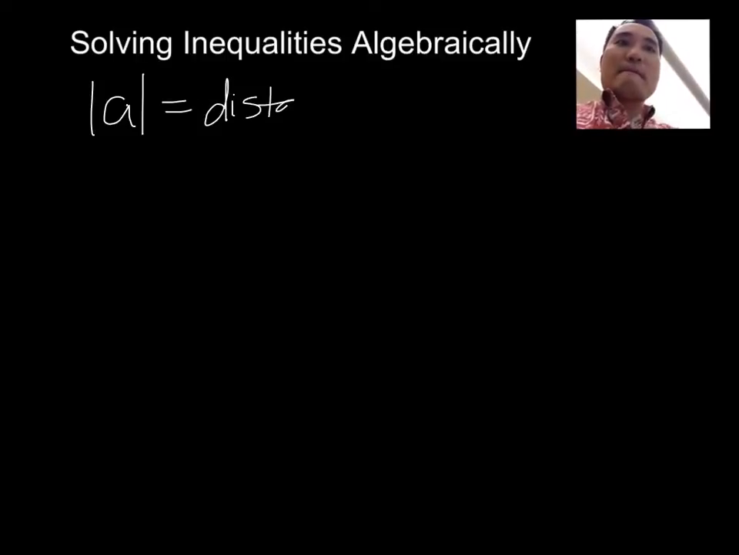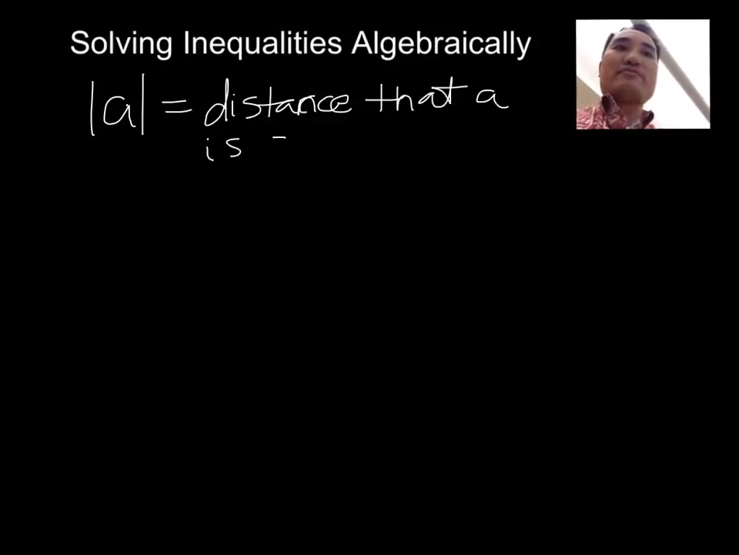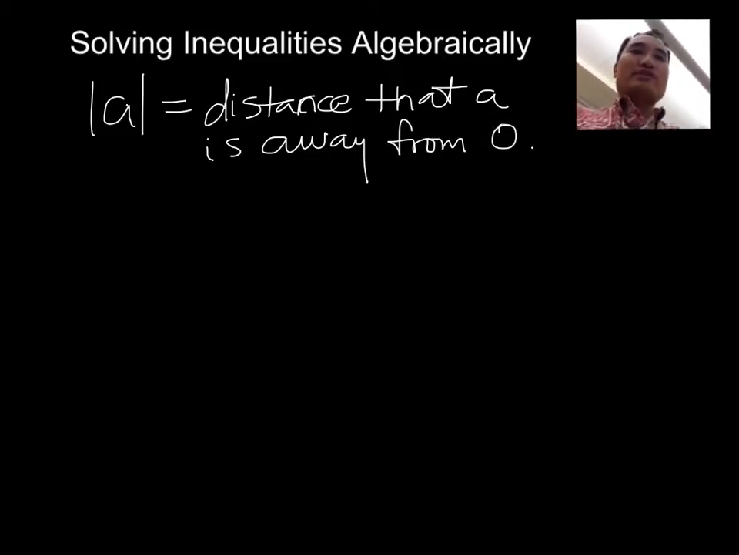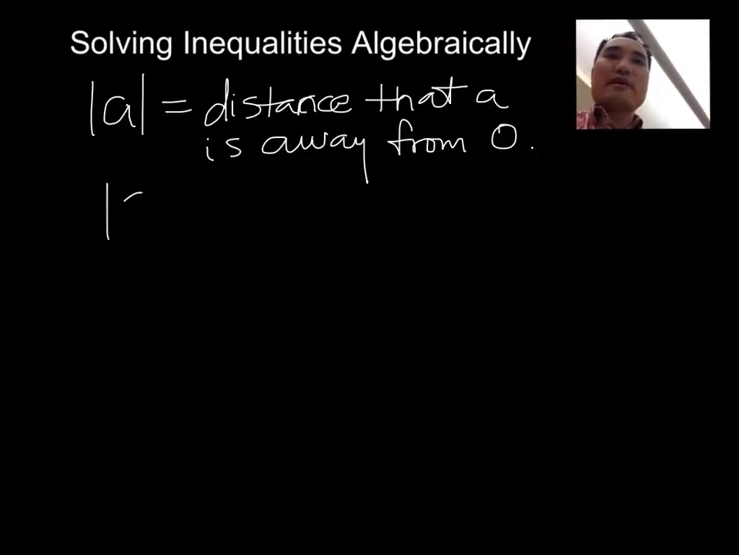Now, as a reminder, absolute value is defined to be the distance away from zero. So you have absolute value of A equals the distance that A is away from zero, or the origin. Now, A itself could be a positive number. For example, A could be positive 2. What is the distance that 2 is away from 0? It's 2. But A could also itself be a negative number.